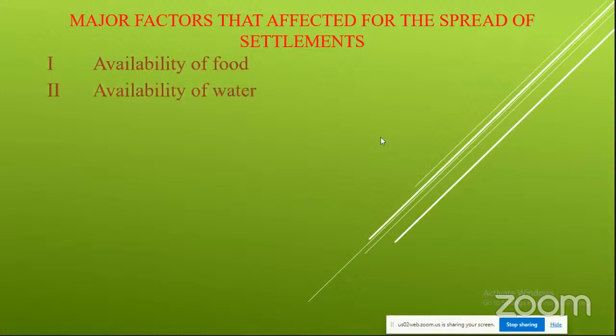So availability of food, availability of water, and availability of stones to make implements were the major three needs in their lifestyle. They wanted food to live, they wanted water to live, and they wanted stones to make their implements, because stones were the major material used for their implements. So if food was there, if water was there, if stones were there, they selected that place as their settlement.